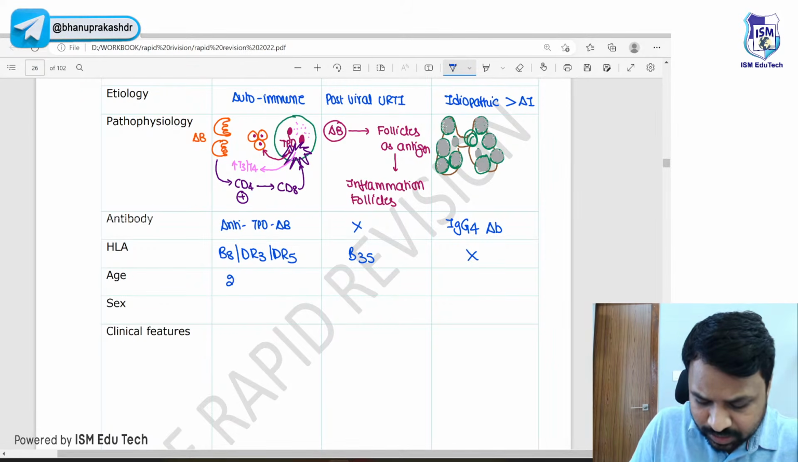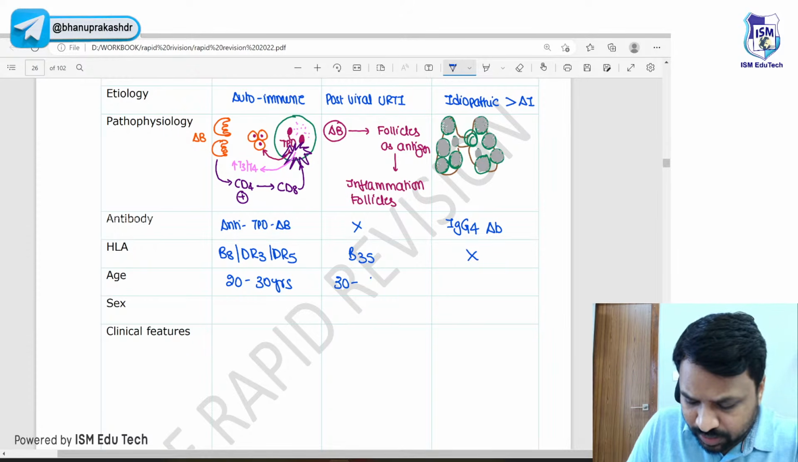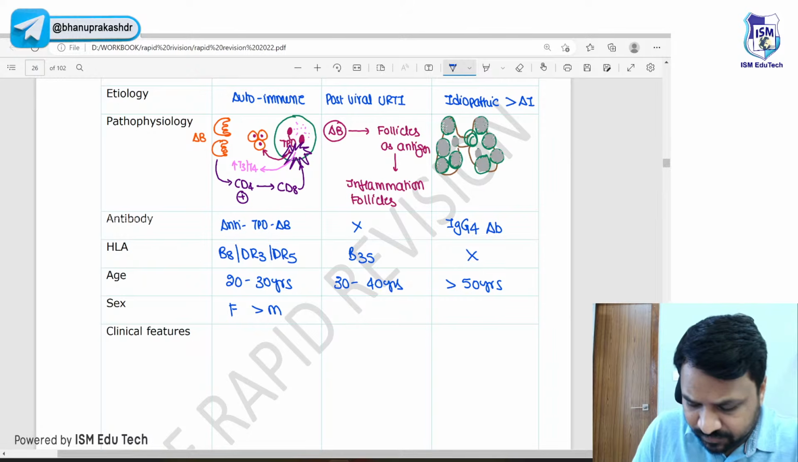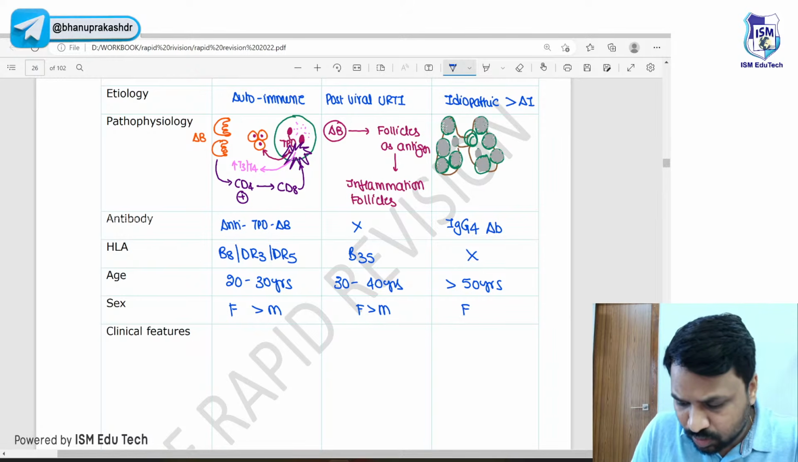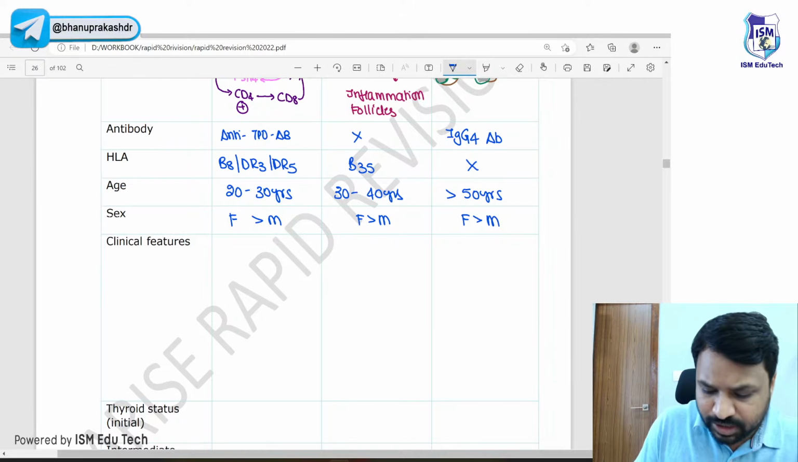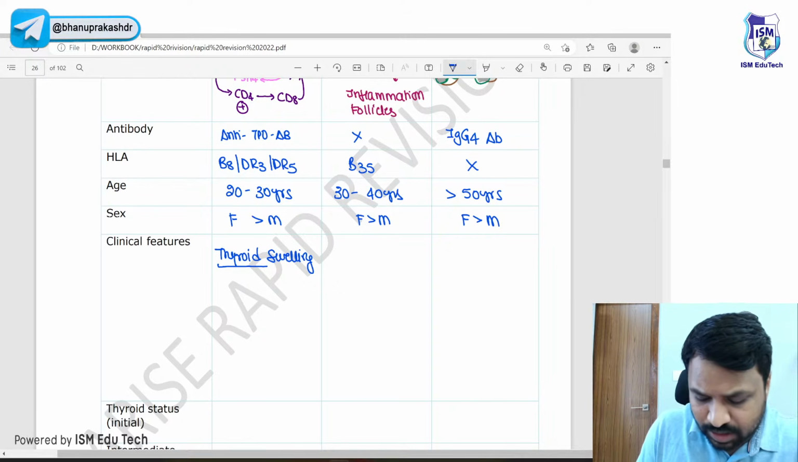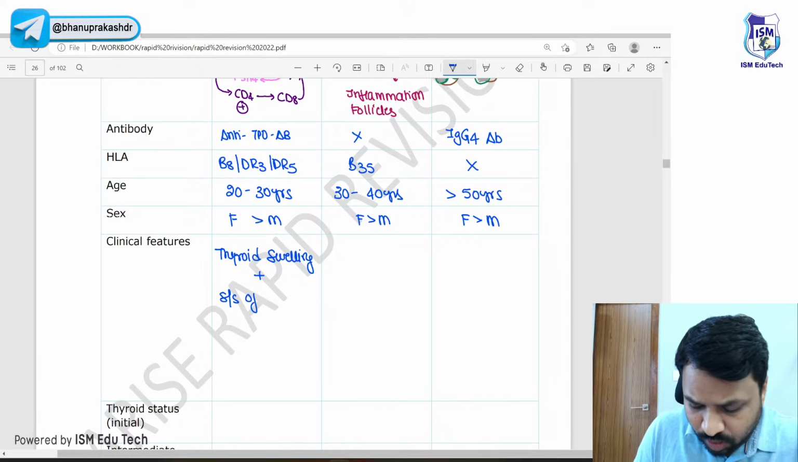Now, Hashimoto's thyroiditis is seen between 20 to 30 years, in relatively younger patients. De Quervain's is seen between 30 to 40 years. Riedel's is seen after the age of 50 years. All these disorders are more common in females when compared to males, right? In Hashimoto's, the patient will have thyroid swelling and associated symptoms. Now, majority of them, along with the thyroid swelling, will also have signs and symptoms of hypothyroidism.